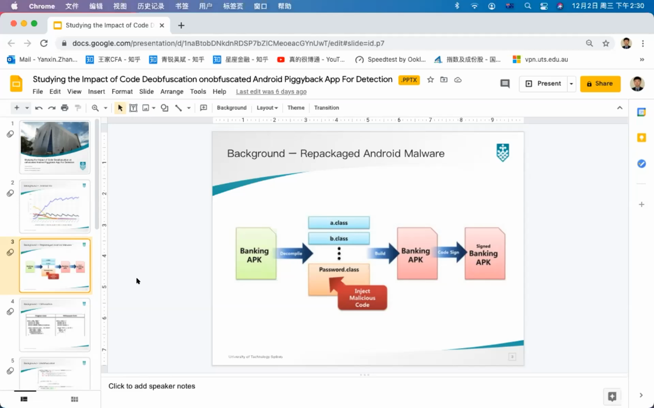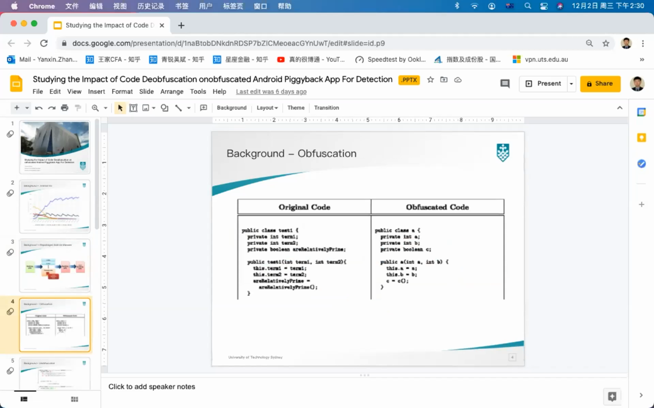What they do is generate adversarial samples, or adversarial variants, by using code obfuscation. Code obfuscation means, and here is a detailed example of what obfuscation means. On the left side, it is the original code.